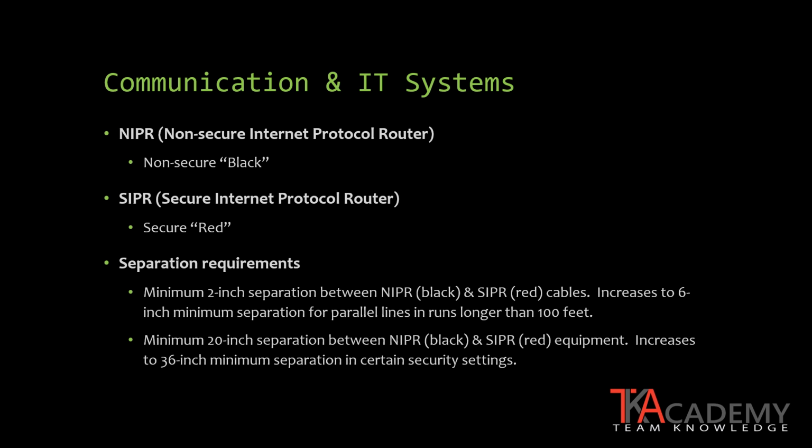Within an IT room, there must be a minimum of 20-inch separation between the NIPR and SIPR equipment. This increases to 36-inch minimum separation in certain security settings. There are some situations where there may be completely different rooms for both NIPR and SIPR equipment that are simply known as red and black communication rooms.